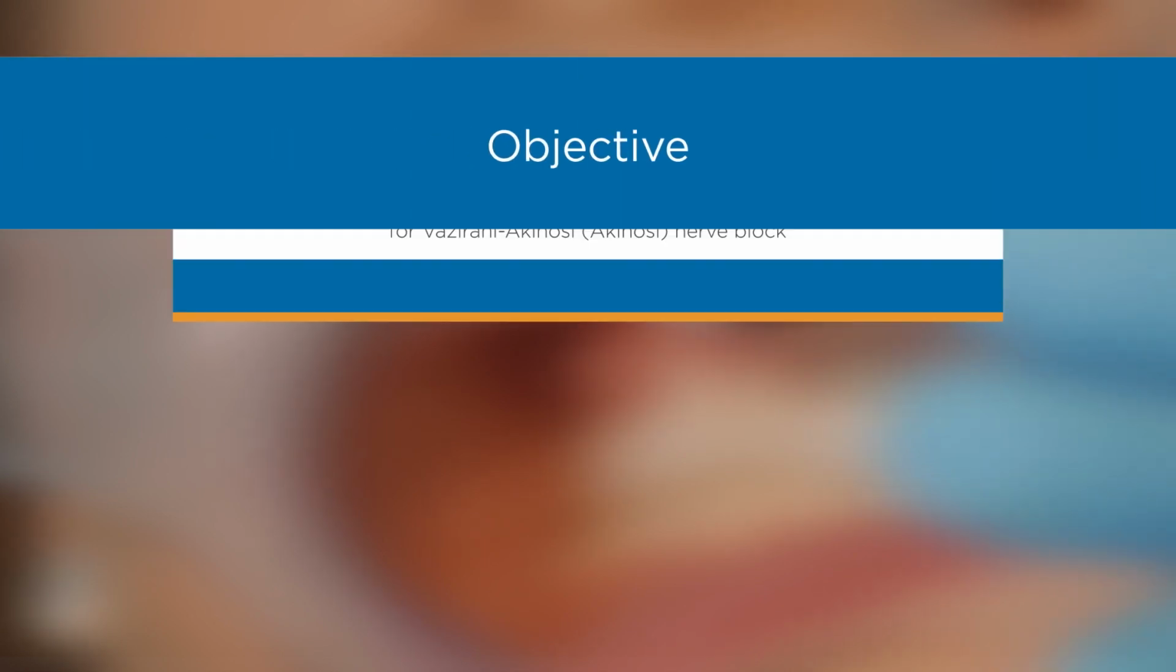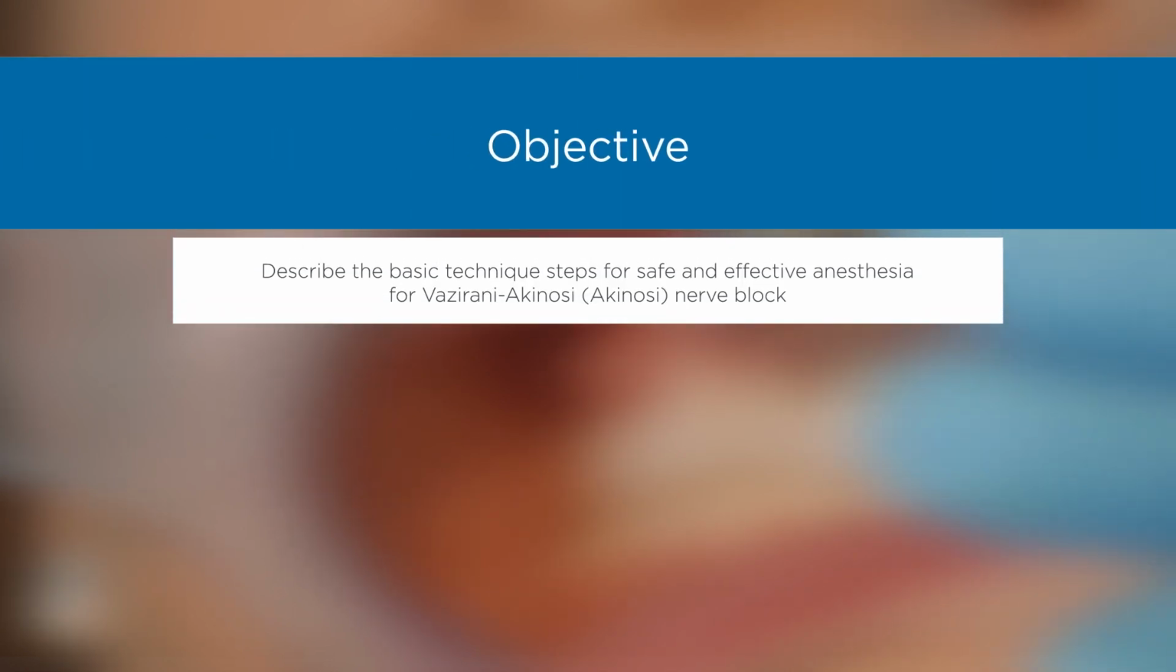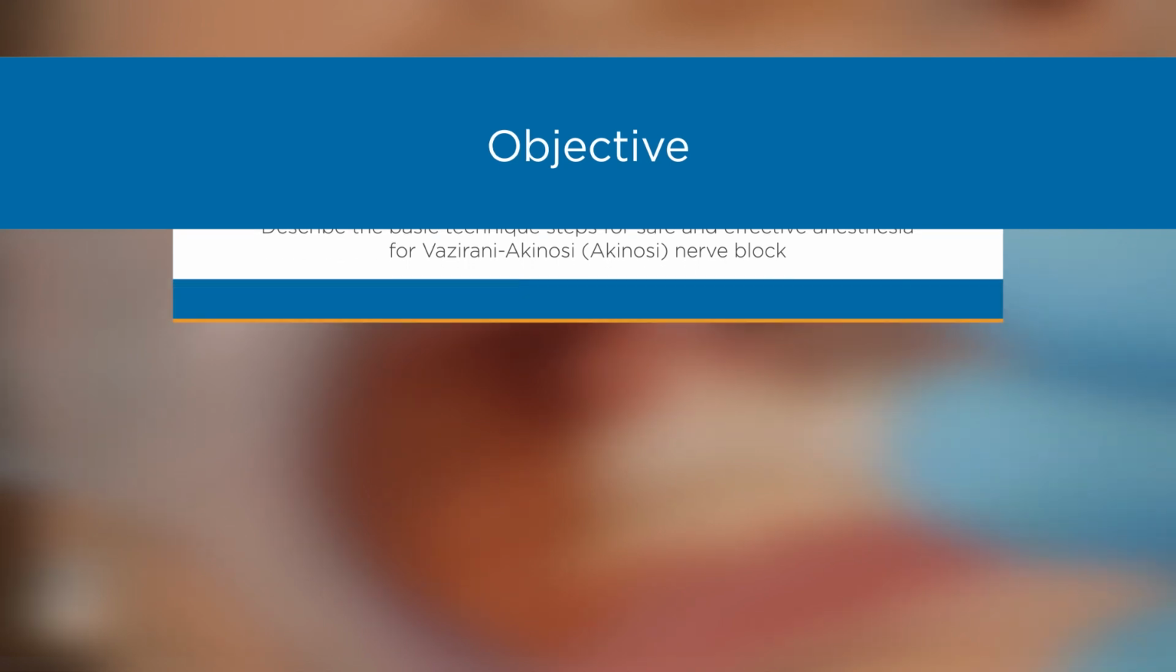Objective: describe the basic technique steps for safe and effective anesthesia for the Vazirani-Akinosi nerve block. The Akinosi nerve block is a closed mouth mandibular nerve block. It really helps the clinician in challenging patients. There are 3 challenging situations where the Akinosi block will be effective. The first one is limited opening, the second severe trismus, and third trauma. In the cases where you have severe trismus, there's about an 80% success rate with the Akinosi block.